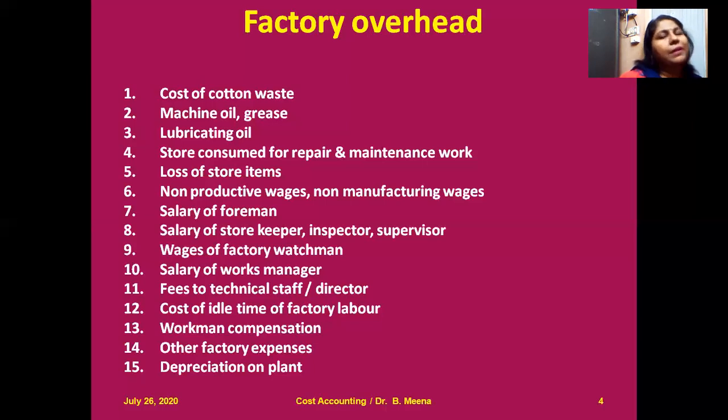Workman compensation. What is workman compensation? Suddenly a laborer meets with an accident while he is engaged in production, then the company has to compensate him. So that will come under factory overheads as workman compensation. Then other factory expenses, depreciation on plant. So I listed these to give you an idea about the overheads. Again, I'm repeating, what are the overheads on the factory side? Overheads means indirect expenses. So I think you get an idea about what expenses will come under factory overheads.